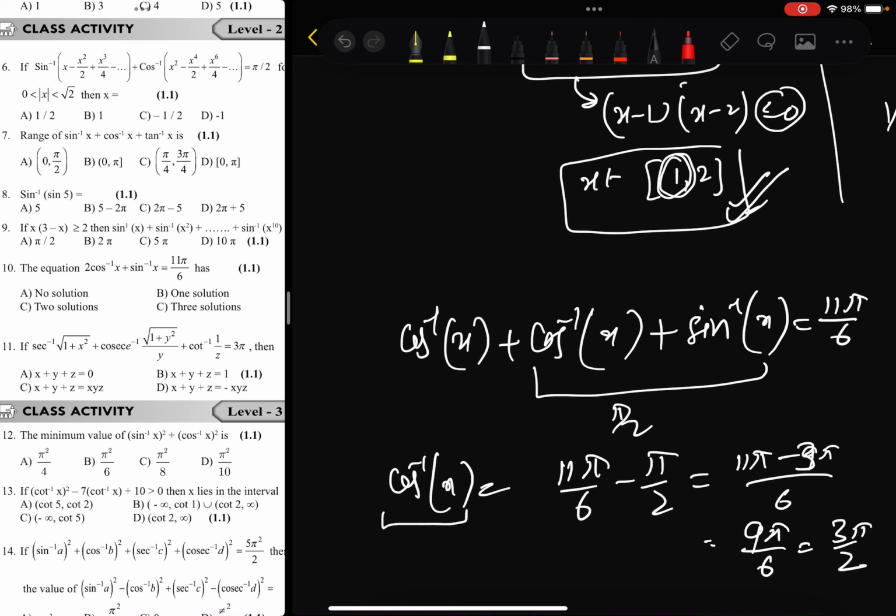But cos inverse only gives values from 0 to pi, and this is greater than pi, right? So this is not possible. So for this equation there is no solution.